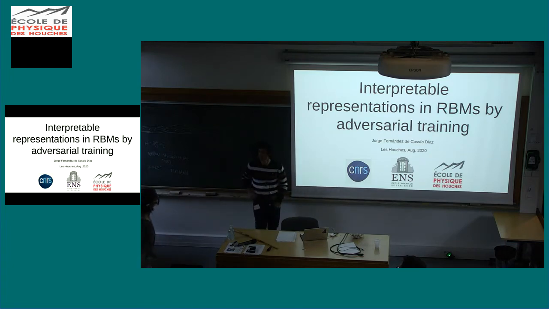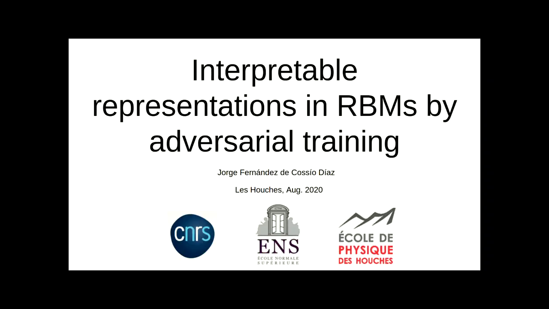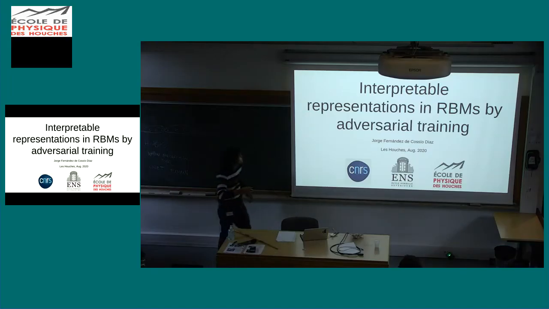So the next talk is Nagelhair, interpretable representations of RBMs by adversarial chain. So I have a pointer. I would recommend this one. This one, okay. So, okay, thanks.